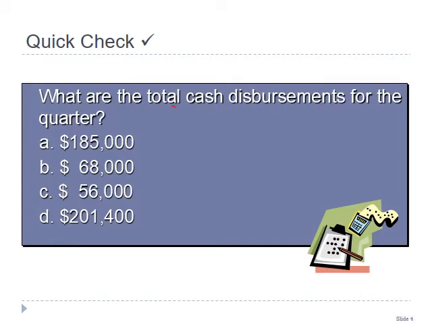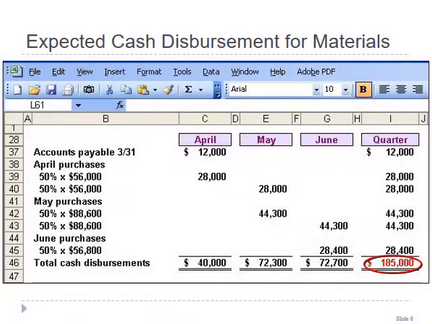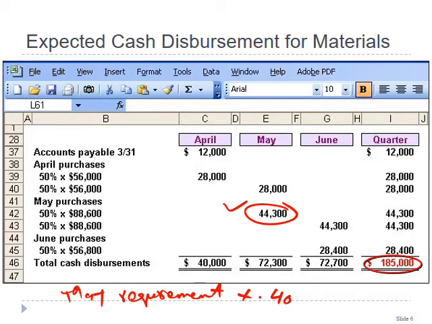So what are the total cash disbursements for the quarter? Let's see that. We're going to prove it here. In the month of May, 44,300, and where it came from: we multiply May's requirement with 0.40 dollars, and that is equal to 88,600, right?